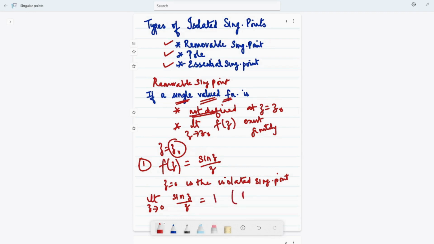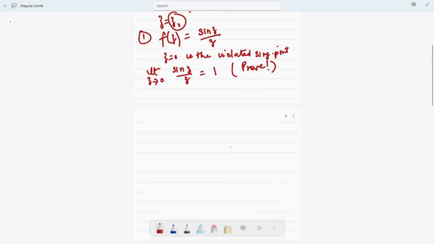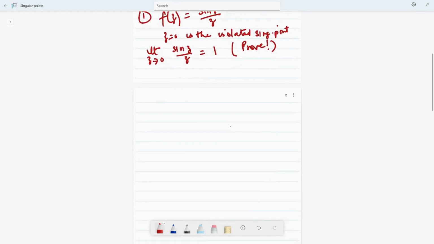We can just prove it later. Okay. So, limit z tending to 0 sine z by z is equal to 1, which means the limit exists finitely. Therefore, z equal to 0 will become a removable singular point. Now, there's also another way of proving this using Laurent series, which you should have read earlier. Using Laurent series also we can prove this.